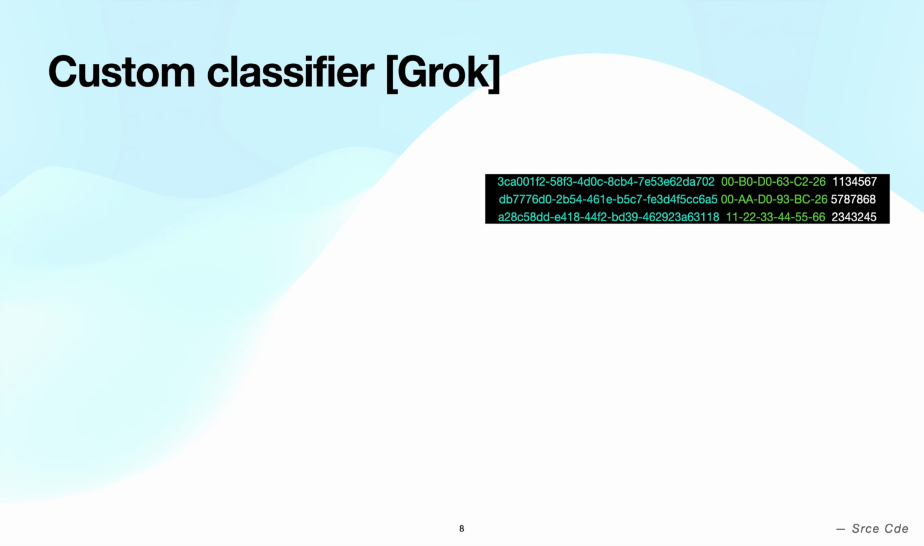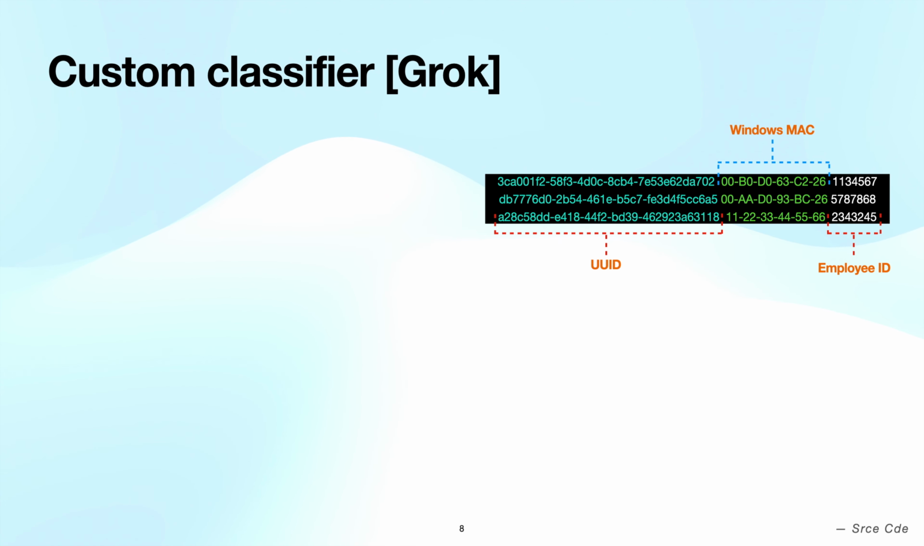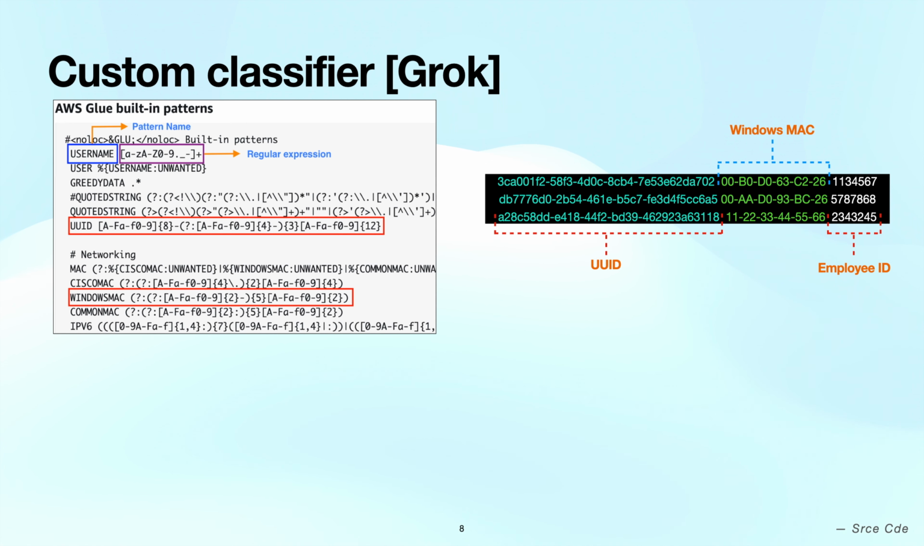Now let's say we have a log file which looks something like this. In this log file we have a UUID, we have a Windows MAC address, and finally we have the employee ID. Now we want to parse the structure and create the table definition via a Grok custom classifier. So let's see how we can use AWS Glue's built-in patterns and custom patterns to parse the structure and define the Grok pattern. Now here is a screenshot that shows a couple of built-in patterns that we will use as part of the AWS Glue built-in patterns, but there is a long list of AWS Glue built-in patterns which you can refer to later on.